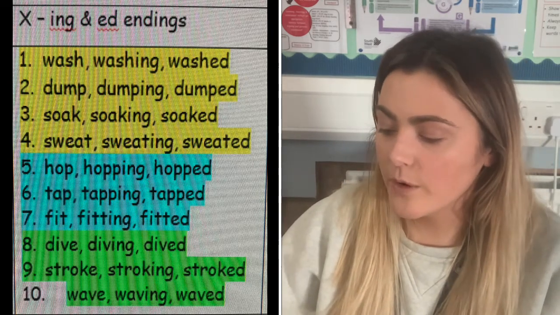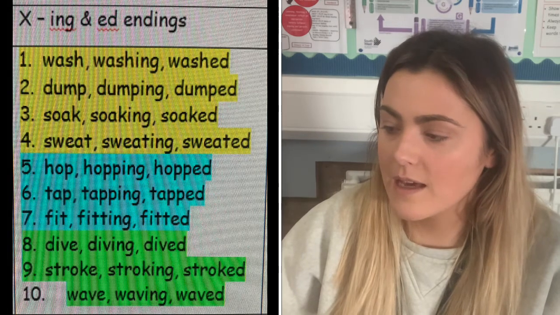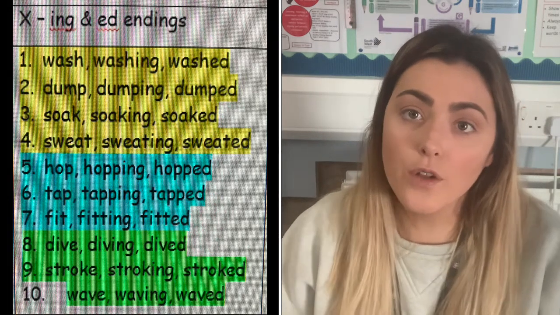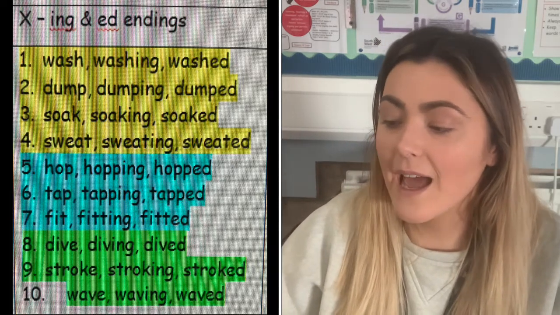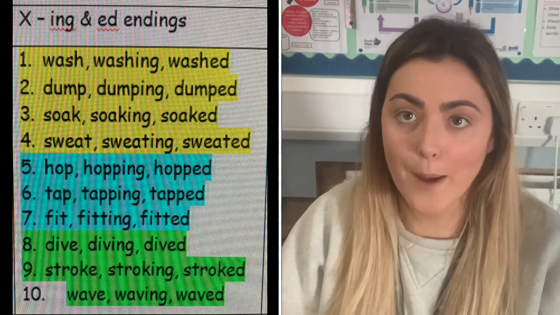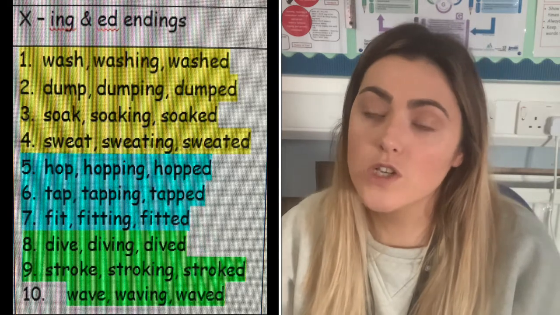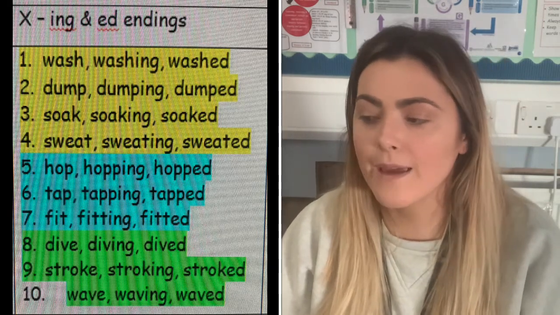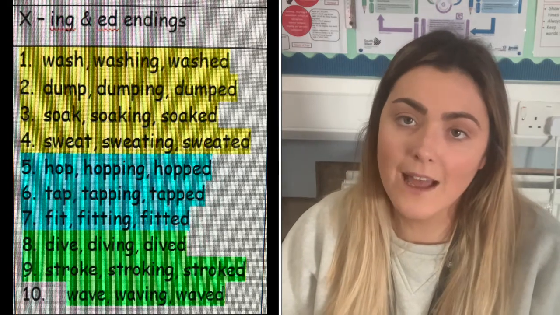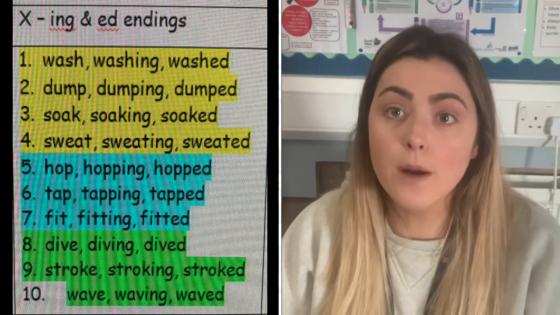Our next rule that we're going to look at is when there is a single vowel before the last letter. So an example of this is hop or tap. So you can see that there is a vowel, which in hop is the O, by itself before the last letter, which is our P. When we have a vowel by itself before the last letter, we double the last letter.